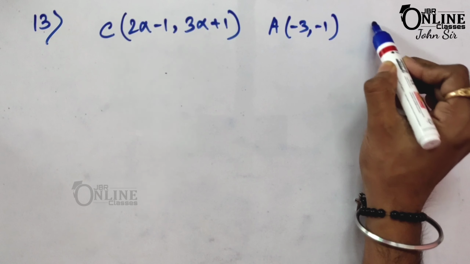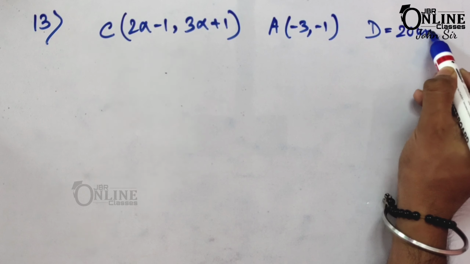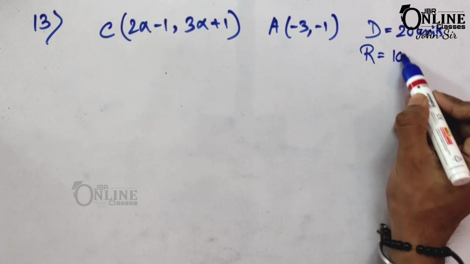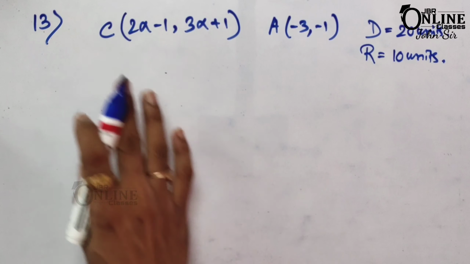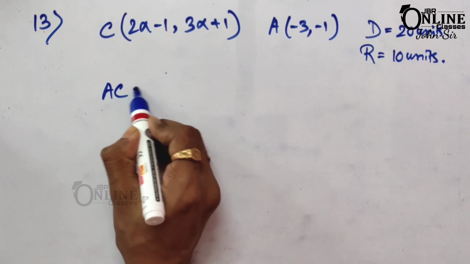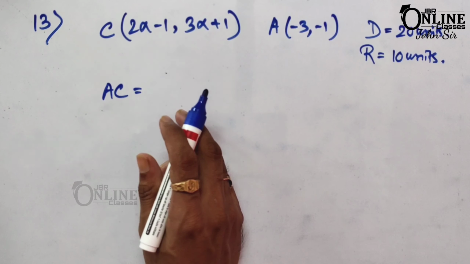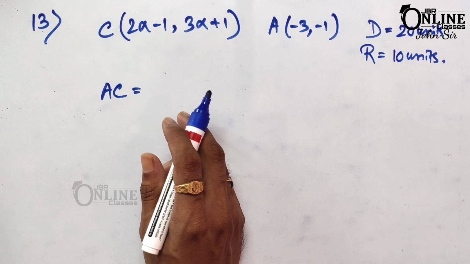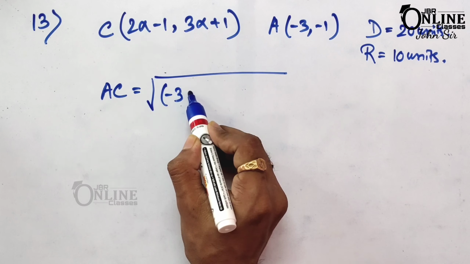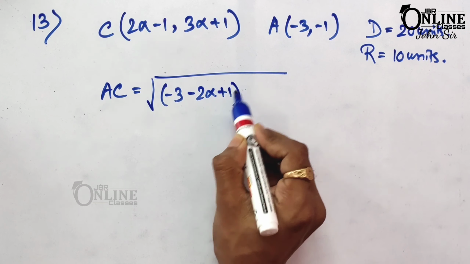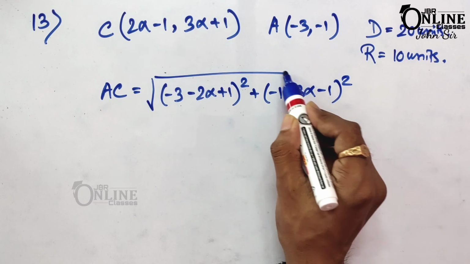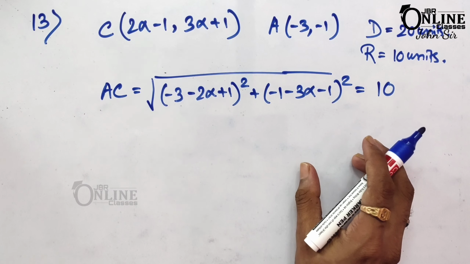Okay, so as you know, the diameter equals 20 units, and radius is half of the diameter, that means the radius equals 10 units. As C is the center and A is a point on the circumference, AC will be the radius of that circle. So root of minus 3 minus 2 alpha plus 1 whole square, plus minus 1 minus 3 alpha minus 1 whole square, equals 10 units.